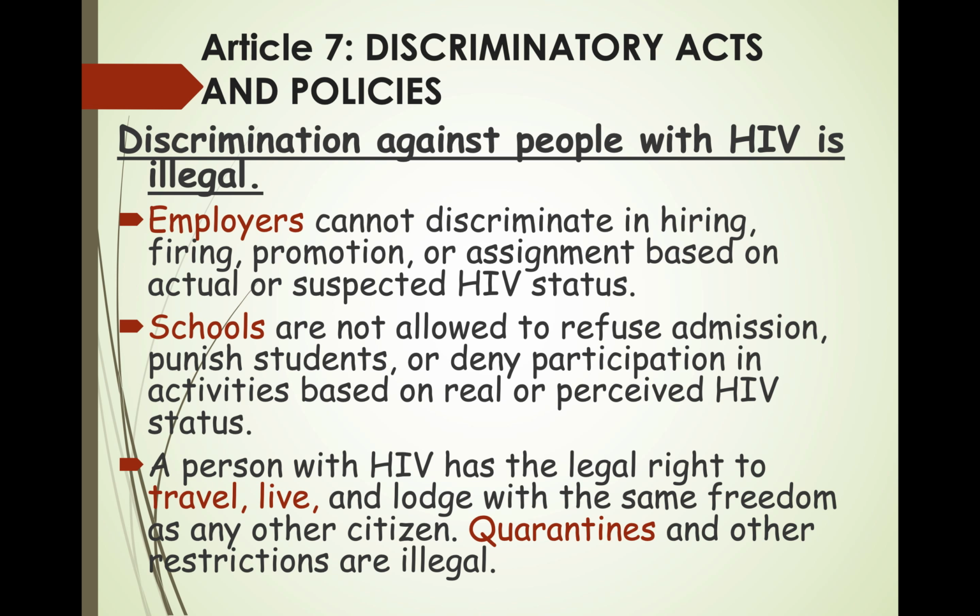Aside from that, we also have Article 7, which covers discriminatory acts and policy. Discrimination against people with HIV is illegal. Employers cannot discriminate in hiring, firing, promotion, or assignment based on actual or suspected HIV status. Going back to mandatory or compulsory HIV testing, any company, school, or institution cannot do that to you. At the same time, if you have already tested positive or are suspected to have HIV, they cannot hold that against you in any promotion or hiring, and technically they cannot even fire you just because of that.